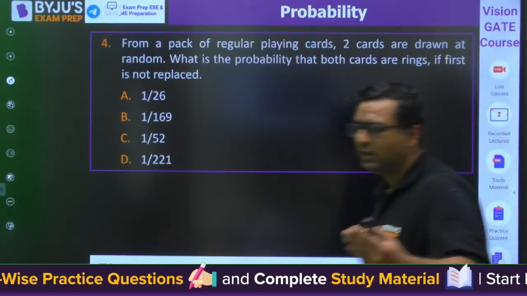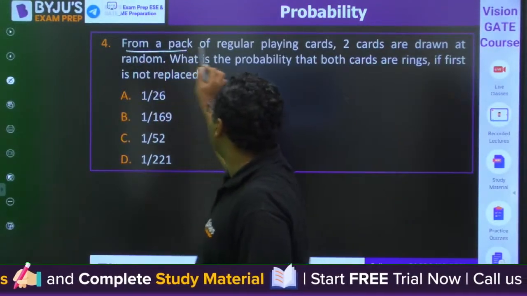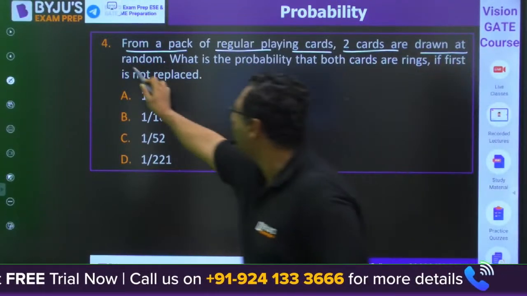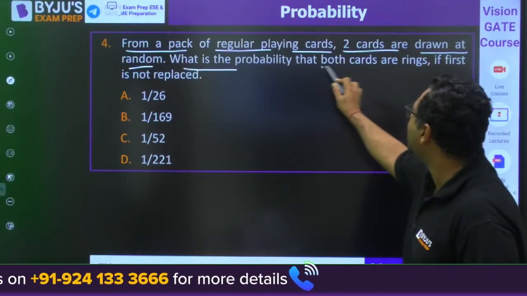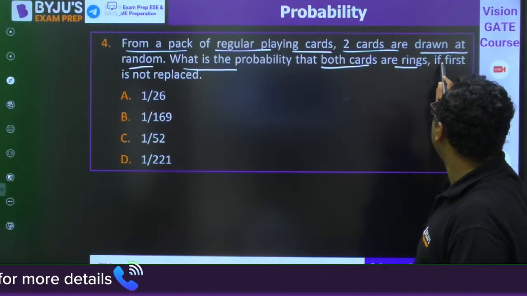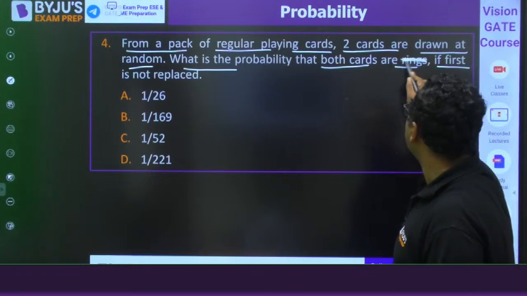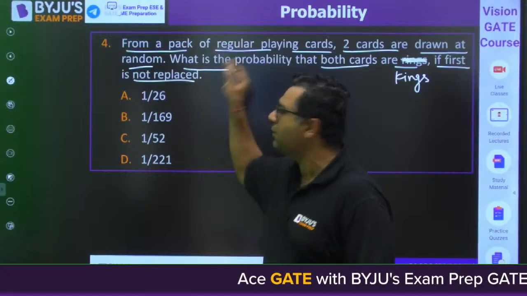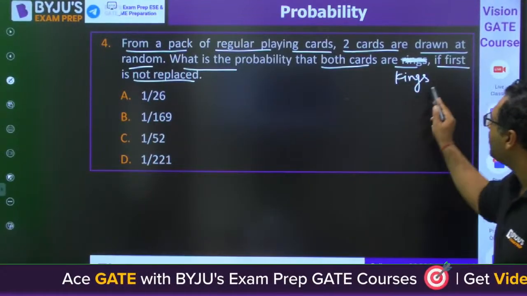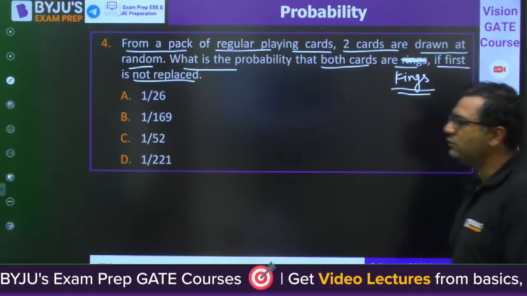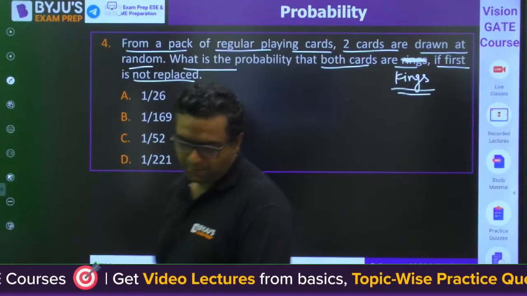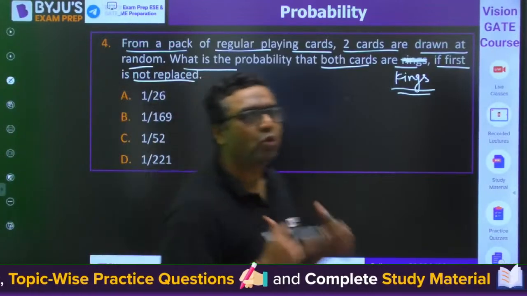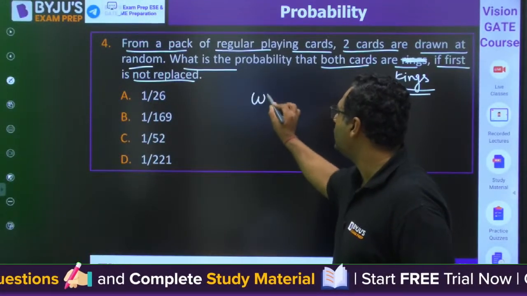No issues. We are having a large number of questions. From a pack of regular playing cards, 2 cards are drawn at random. What is the probability that both cards are kings if the first one is not replaced? This is not rings, it is kings. What is the probability of getting 2 kings if the first one is not replaced? This is without replacement.